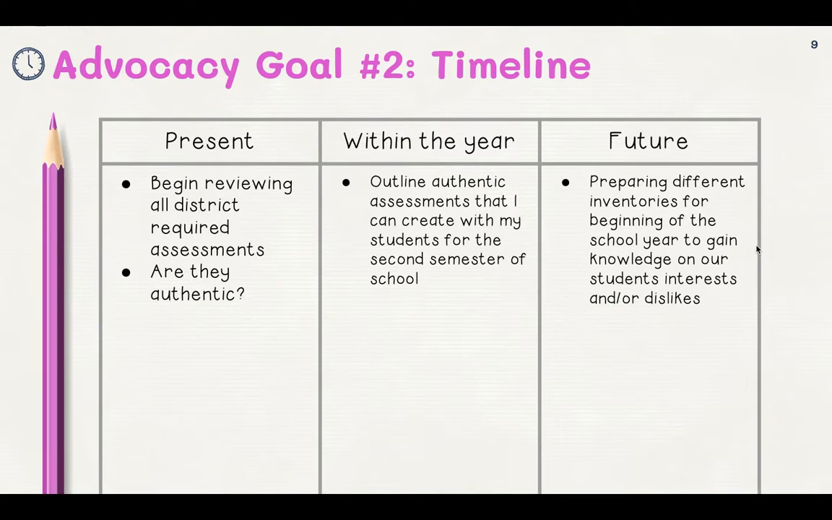And so then for the future, I want to prepare different inventories for the beginning of the school year to make sure that I'm gaining knowledge on my students and especially their interests or their dislikes or their strengths or weaknesses, to make sure that I gain an understanding of their funds of knowledge. And that way I can incorporate that information and bring them into helping me make the assessments and making sure that they're authentic.